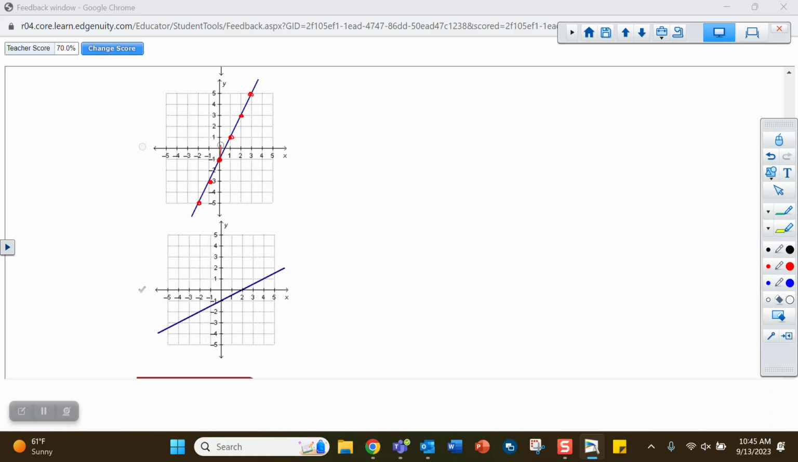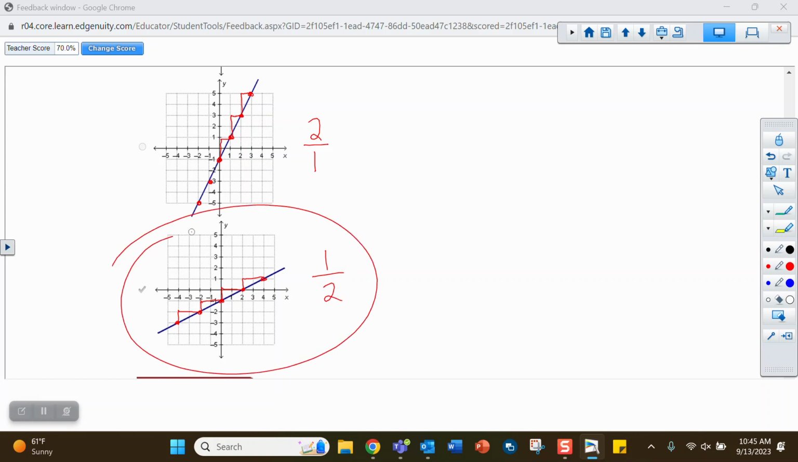So this one goes up 2 over 1, up 2 over 1, up 2 over 1. That's a rate of change of 2. This one, if we pick some points out, you can see, and you can start anywhere, we go up 1 over 2, up 1 over 2, and that pattern continues. So this is up 1 and over 2. So this is the correct answer. It shows a rate of change of 1/2.